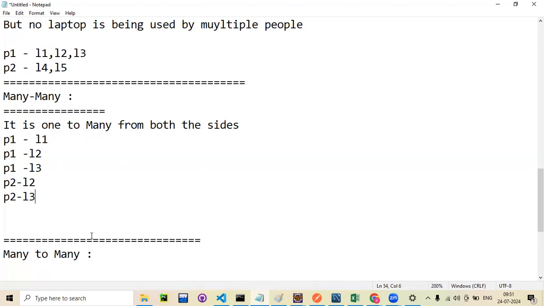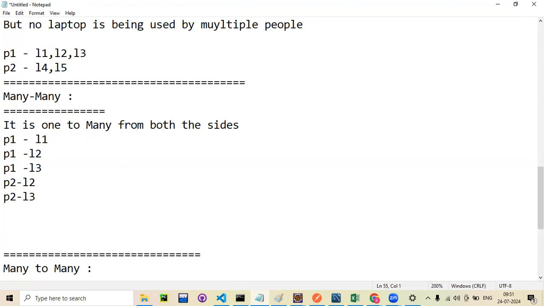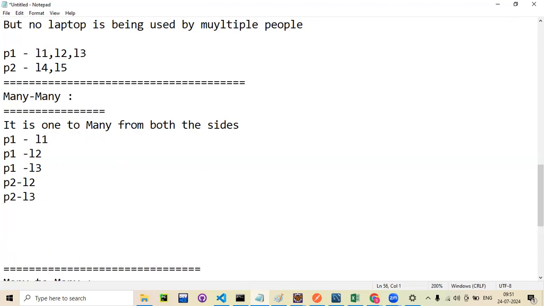So far, are you able to follow the class? Yes, sir. Right. Now tell me, is it one to many on both sides? We don't need to divide again. It won't disturb either the parent table or the child table. It will simply create a new table.